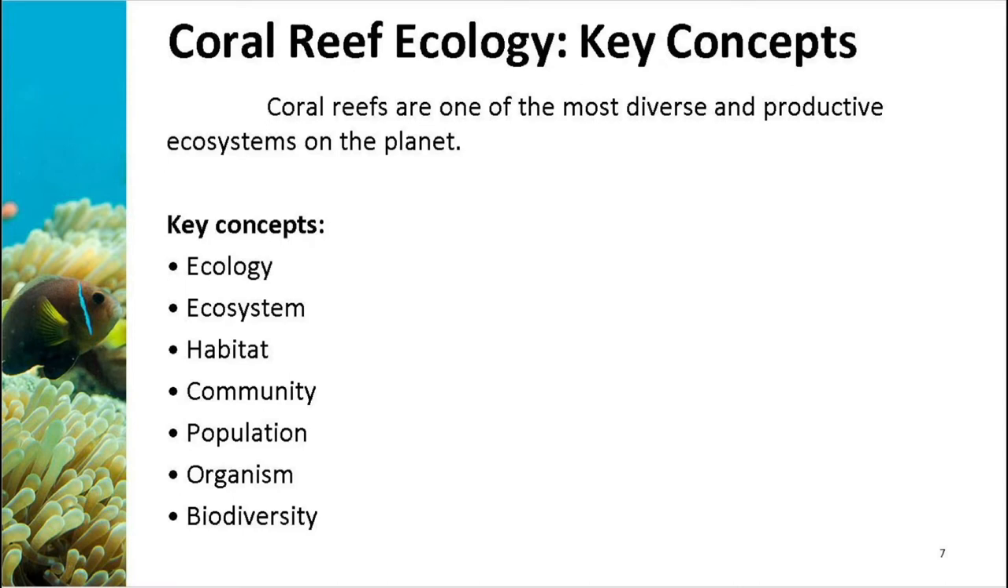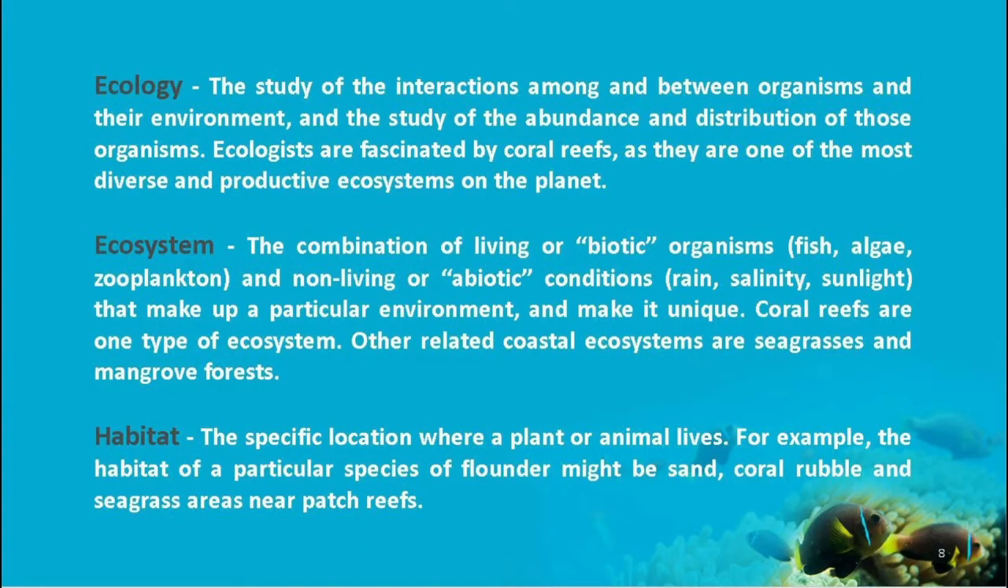The first one is ecology, followed by ecosystem, habitat, then community, next is population, organism, and lastly, biodiversity. Ecology: the study of interaction among and between organisms and their environment, and of the abundance and distribution of those organisms. Ecologists are fascinated by coral reefs, as they are one of the most diverse and productive ecosystems on the planet.